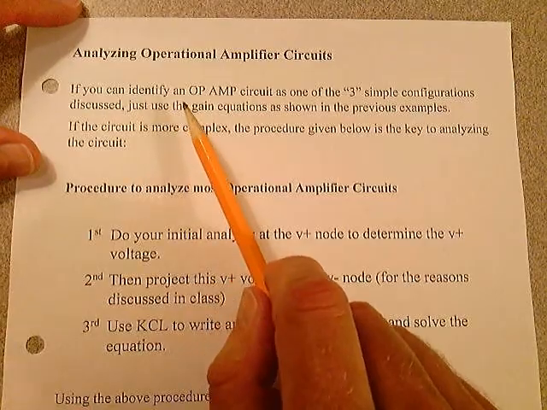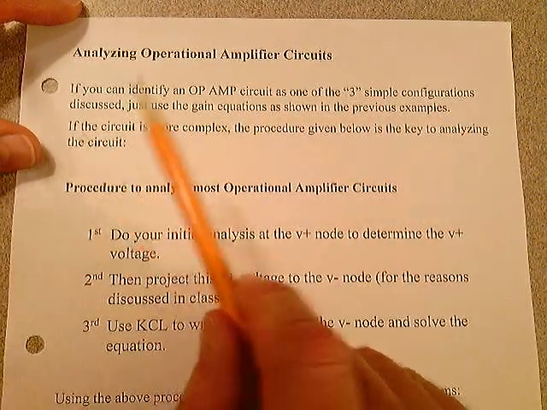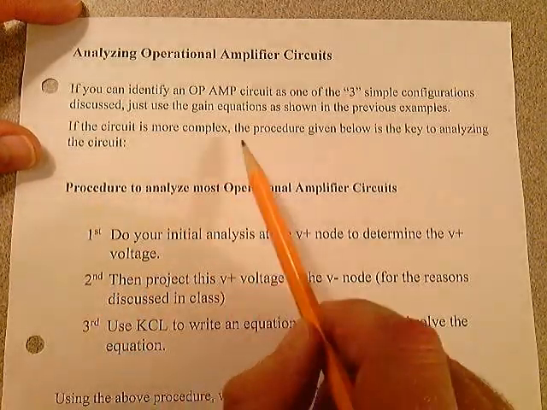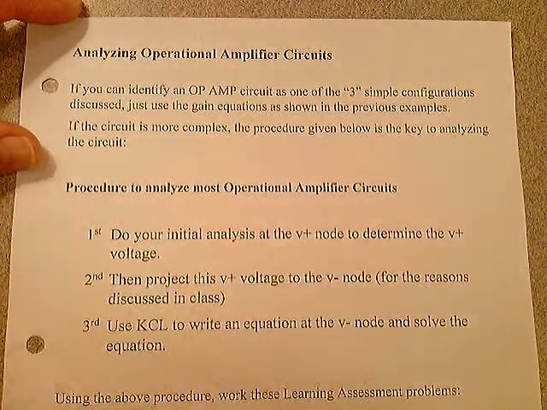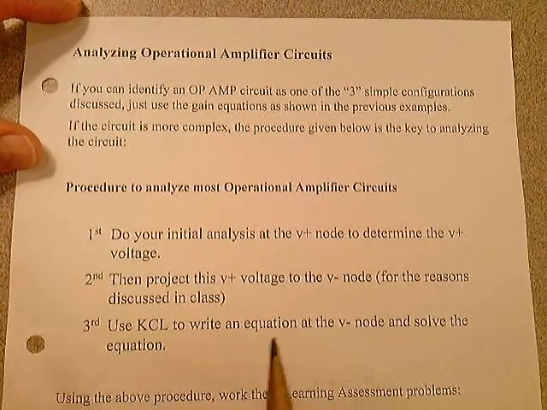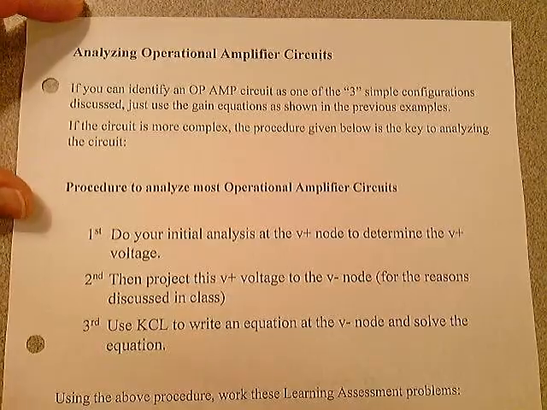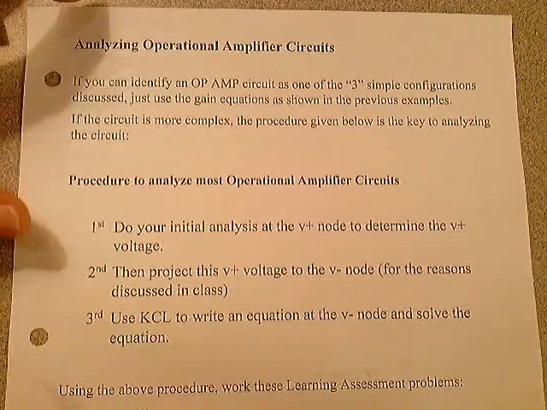If you can identify an op-amp circuit as one of the three simple configurations that we discussed in the previous lectures, just use the gain equations as shown. Just use the gain equations, a gain of 1, or a gain of minus R2 over R1, or a gain of plus 1 plus R2 over R1. Just use them. Saves you a lot of time.